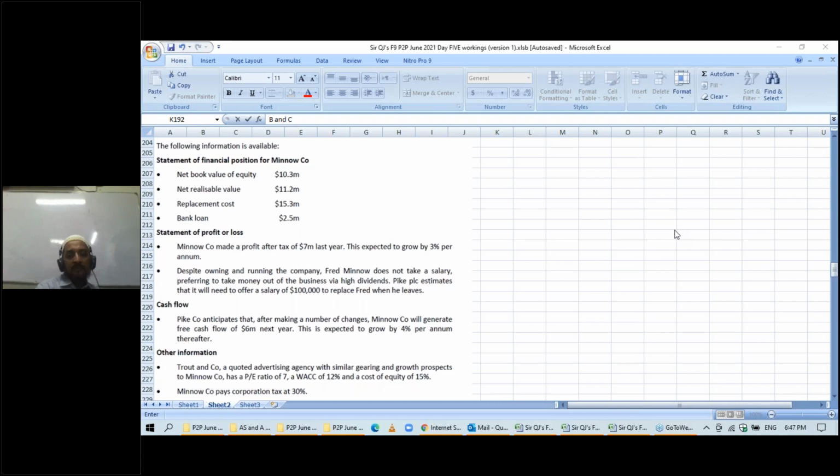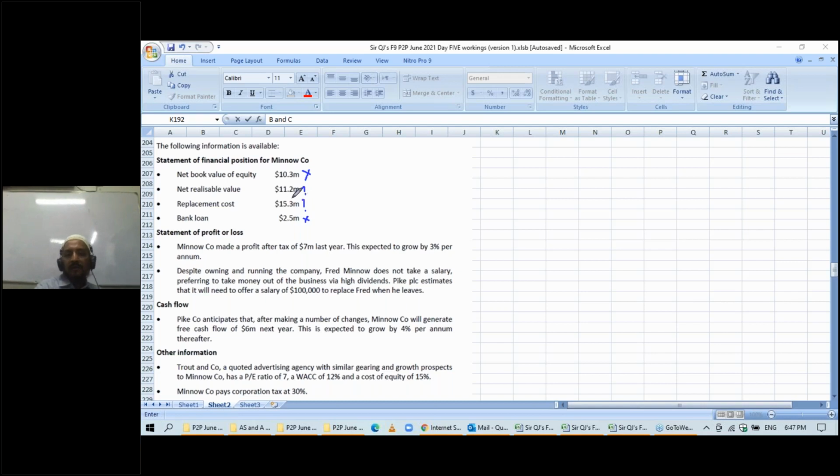Replacement cost will be very high. Replacement cost will be the purchase cost of making this company. So no one will sell at the net book value of equity. This cannot be correct. This can be an answer. And bank loan, obviously they can't sell at bank loan. So the answer is between these two.